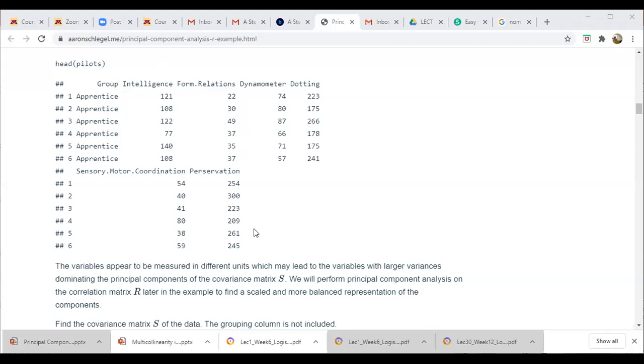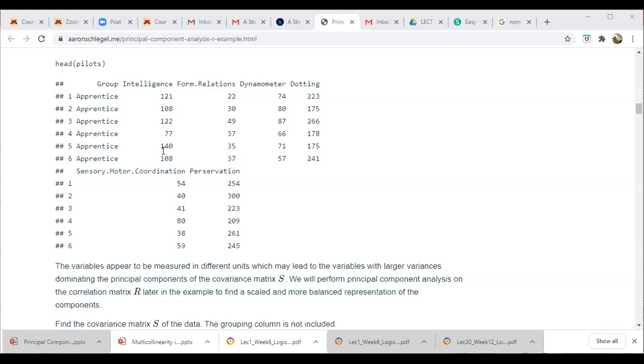Now if you look at what I put here, I said the variables appear to be measured in different units. I told you the other time, the unit for intelligence is different from the unit of formulation, different from the unit of thermometer, different from dotting and so on. The reason why we need to standardize is to ensure that the predictors that are in different units will not dominate, because when they are in different units, they are likely to have a different range.